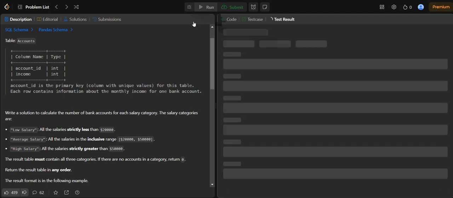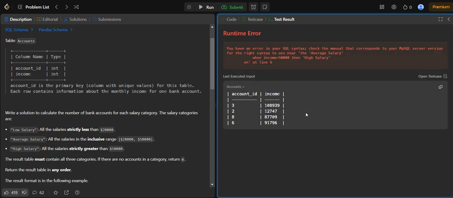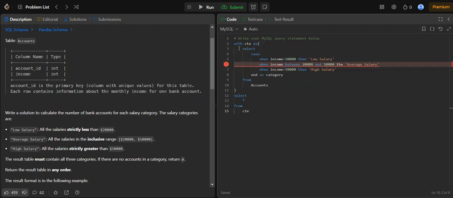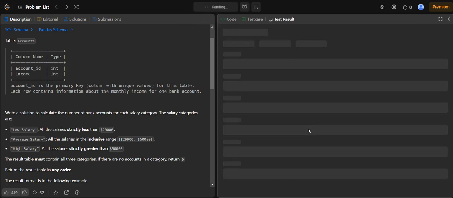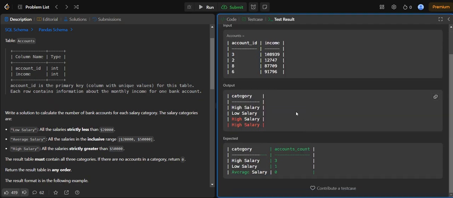Okay. So what will this return? There is some output, high salary. What is the error here? Then there is a typing error. Okay, so I am getting high salary, low salary, high salary, high salary. I am getting this output. There is no average salary.